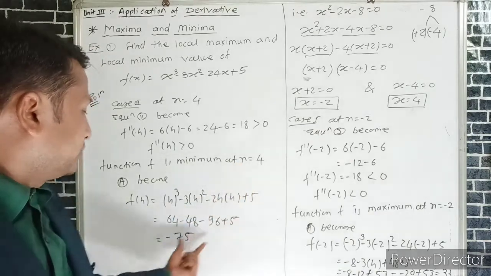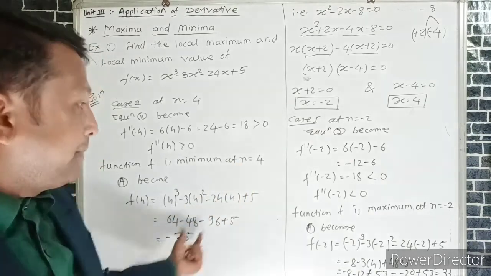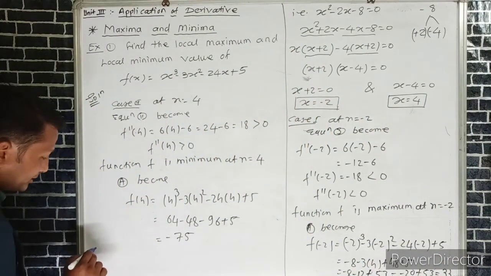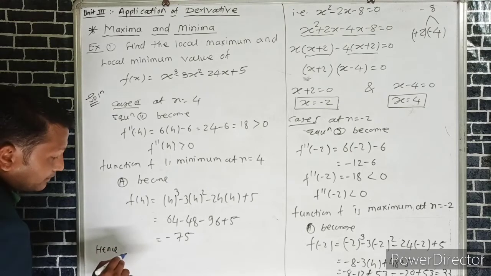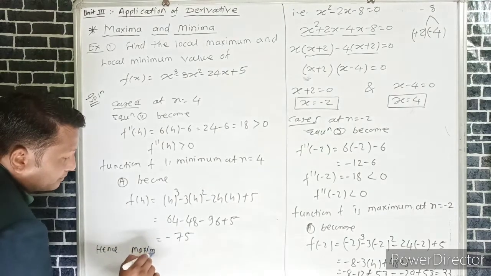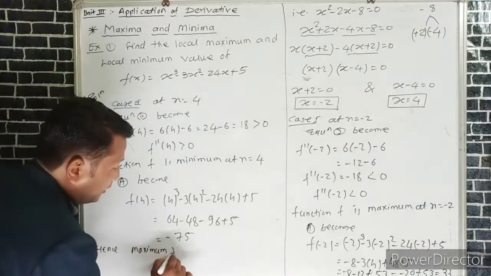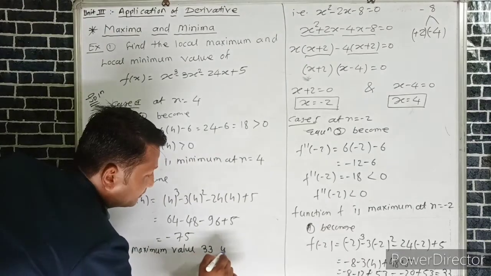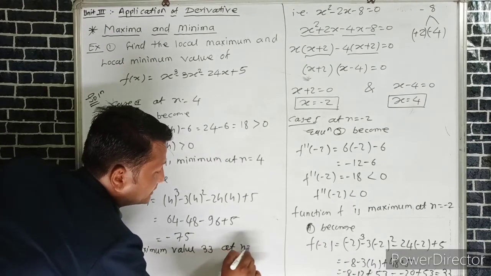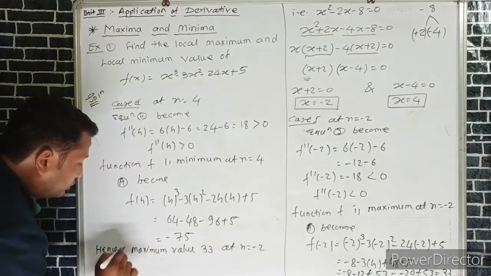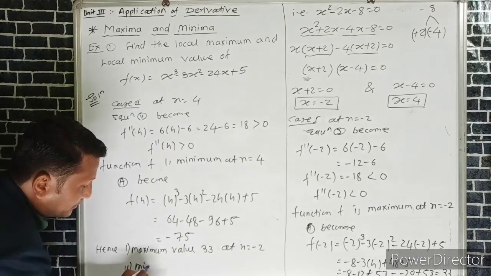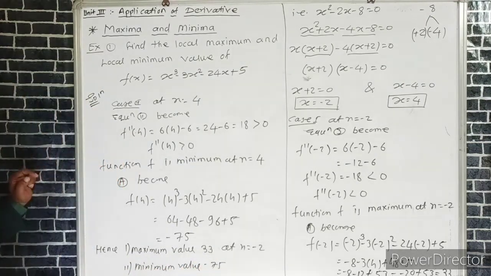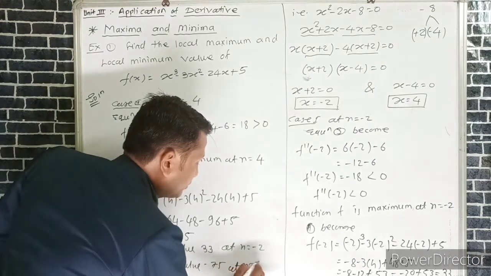The value at x is equal to 4 is minus 75, and the maximum value at x is equal to minus 2 is 33. Hence we can write: maximum value 33 at x is equal to minus 2, and minimum value is minus 75 at x is equal to 4.